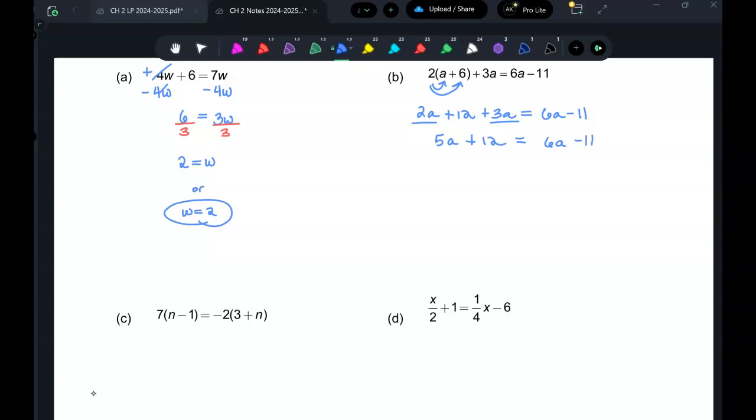And the right side, I'm not going to do anything with. I'm just going to bring it down. Then you do 6A minus 5. You bring down the 6A and then you get minus 11. Okay, so we have a variable on each side.